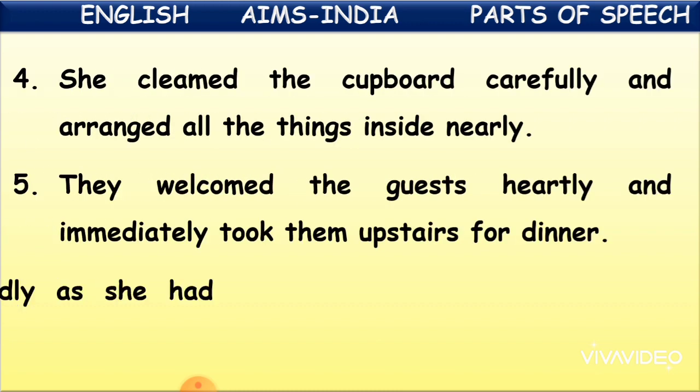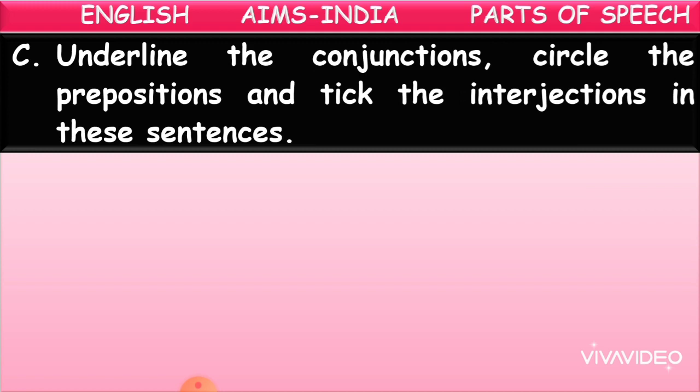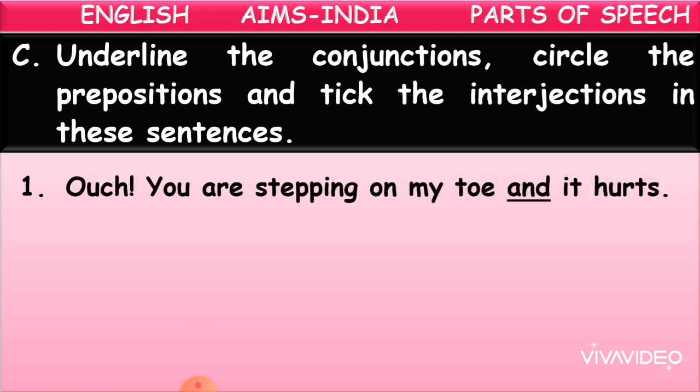So I am just skipping this slide because I just wanted to play these in our revision sessions. Okay. Now we'll go to the other exercises. Underline the conjunctions, circle the prepositions and tick the interjections in these sentences. So what are the conjunctions? As we said, they are the joining words. What are prepositions? Which tell the relations between the noun and the pronoun.